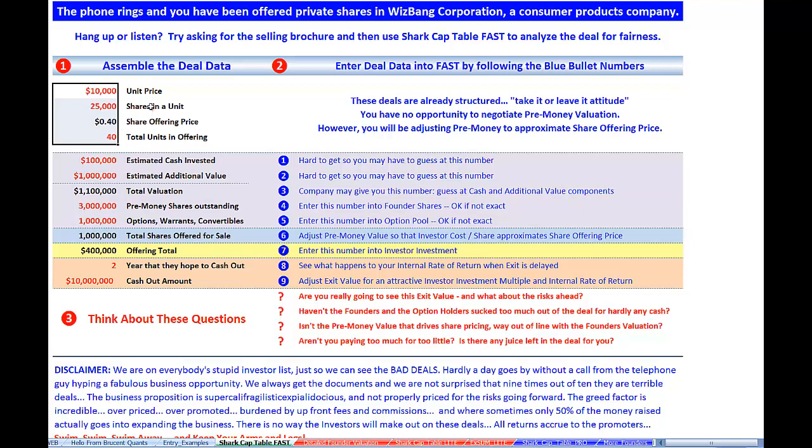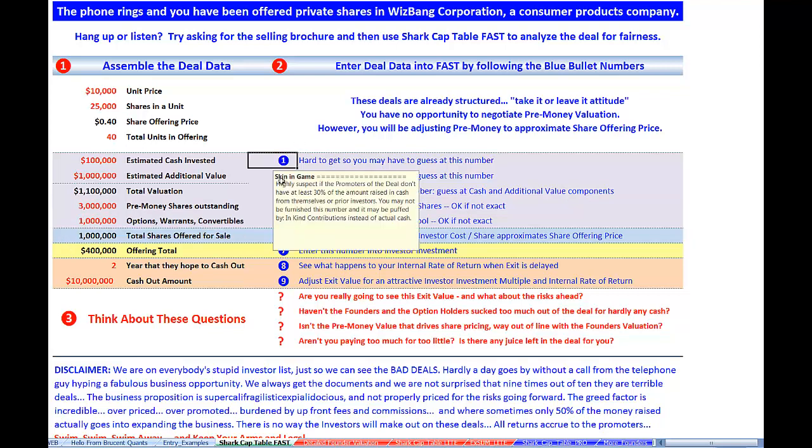You can easily get the unit price, shares, share offering price, and total units in the offering, but you're going to have to dig a little bit for total valuation. They may not give you this number. They may say it is the pre-money value, and we'll have more to say about pre-money value in a minute. You have to get the pre-money shares outstanding, and especially the options, warrants, and really watch out for the convertibles. They don't like to tell you about this, but there's always substantial dilution sitting out there waiting to suck up the deal profits from your money.